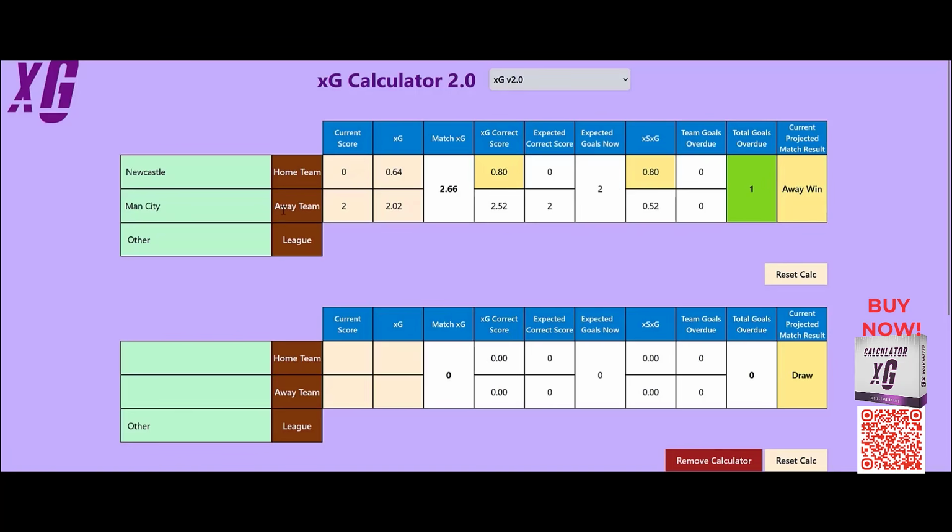The away win is happening. The expected correct score is happening. There is potentially a goal overdue, and you would decide, depending on how much time is left in the match, whether that is an opportunity for yourself to take advantage of, or whether there's better opportunities out there.